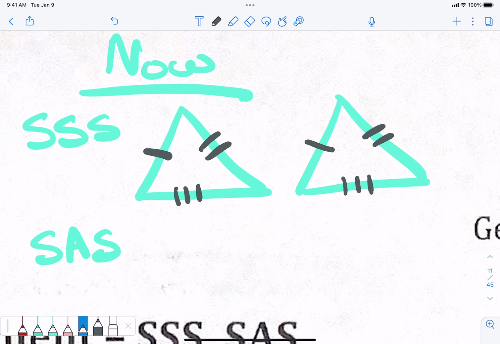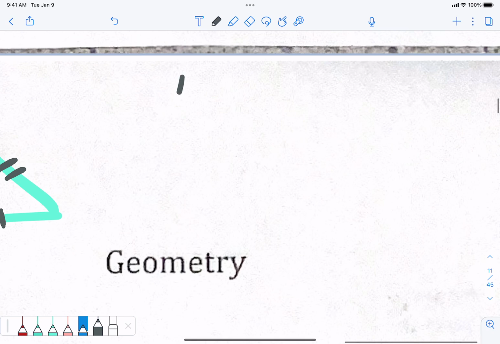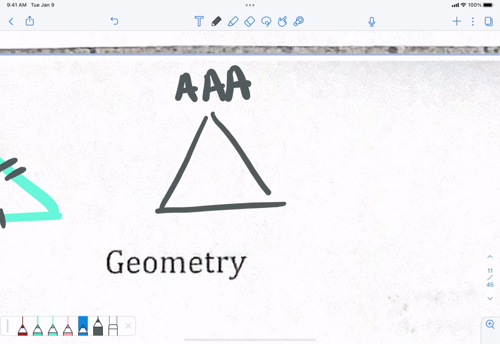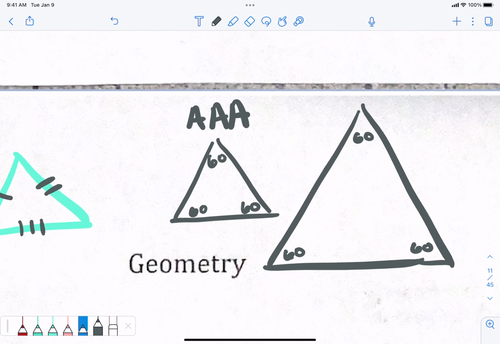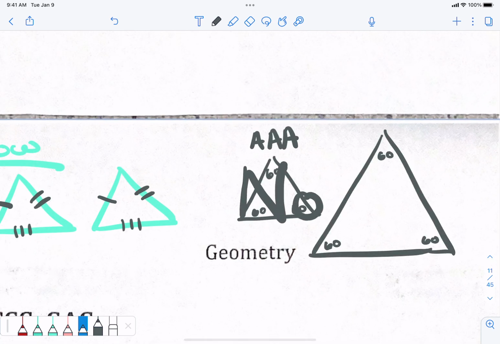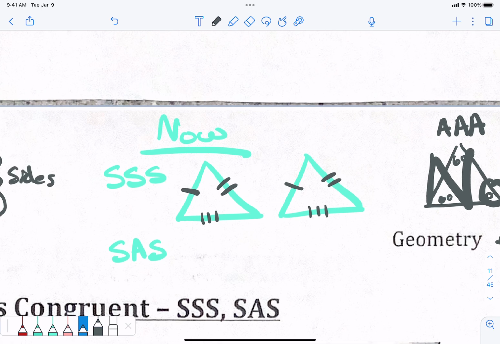Now let me show you, this does not work in reverse. If we try to do AAA, which is angle, angle, angle, I talked about this the other day: you can have an equilateral triangle where all of the angles are 60s, and I can have another equilateral triangle where all of them are 60s, but those triangles are not congruent. So if all 3 angles are matching, it doesn't necessarily mean that they're congruent. But if all 3 sides are matching, then they have to be. So this is not true, not congruent. Just because the angles match does not mean that the sides are also matching. But if the sides are all matching, then the angles have to match. That's how that works.